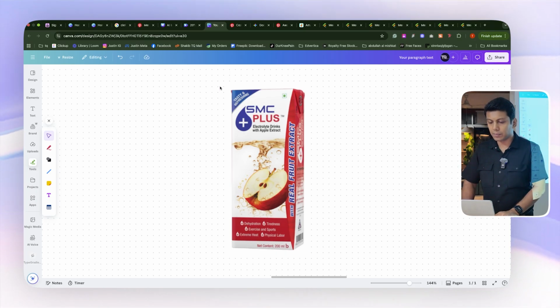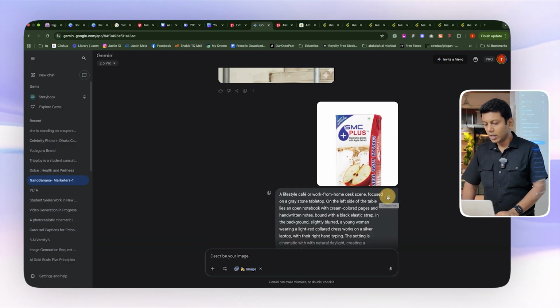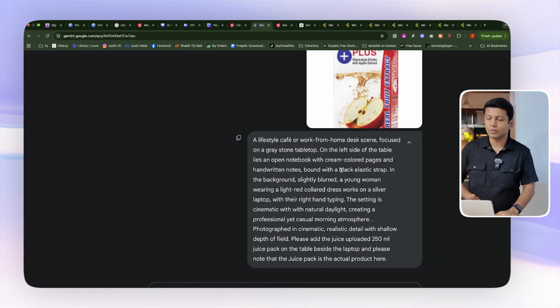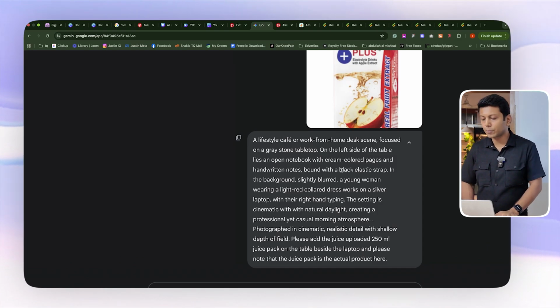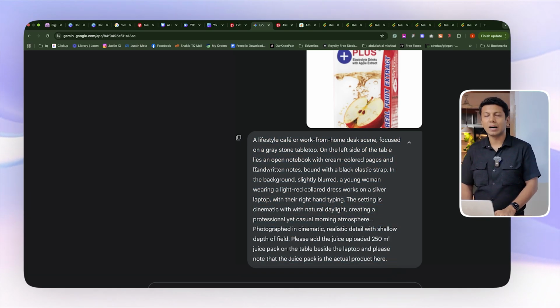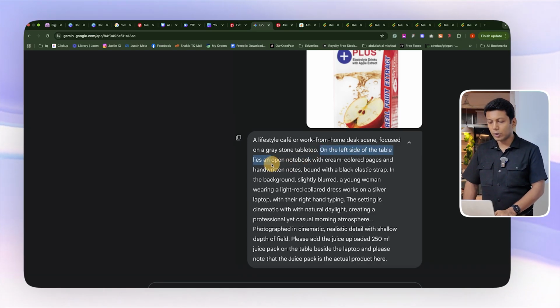It's very simple. Again, we'll go to Gemini, we'll upload the product, and this is the prompt that I gave. Sometimes you need to be creative in your own way. I did not take this prompt from any LLM or something like that. I crafted this on my own to just see how it works. A lifestyle cafe or work from home desk scene focused on a gray stoned tabletop. On the left side of the table lies an open notebook with cream colored pages and handwritten notes.